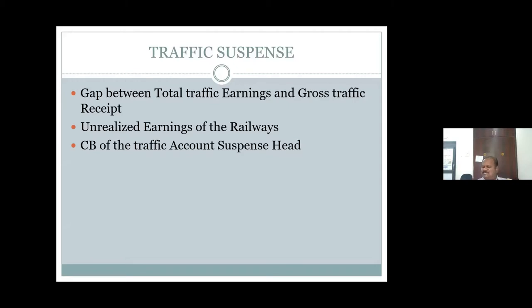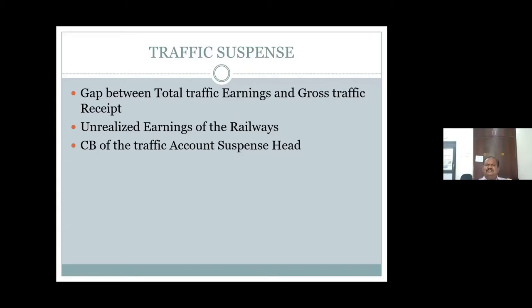For example, the station master collected 100 rupees. For some reason, he has remitted only 90 rupees. The balance sheet will not tell you, because the accrued amount is 100 rupees; we prepare balance sheets on the accrual basis. The cash office will acknowledge only 90 rupees and not 100. So for the difference, we need to maintain a suspense balance, called the traffic suspense.